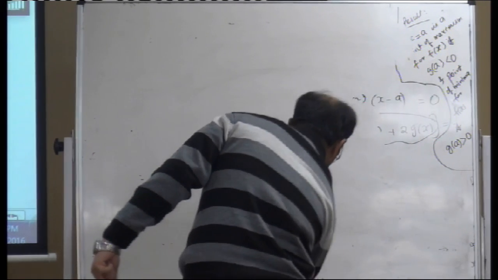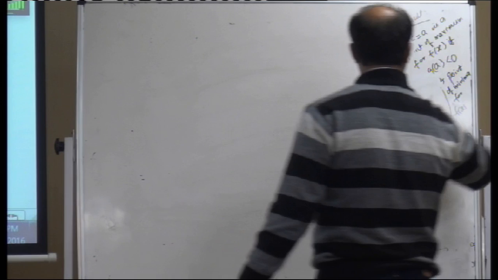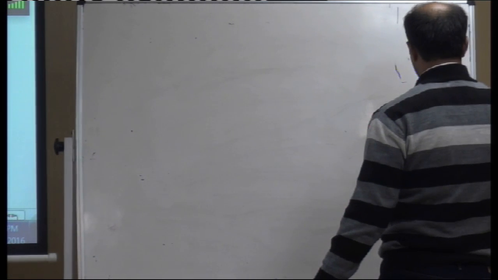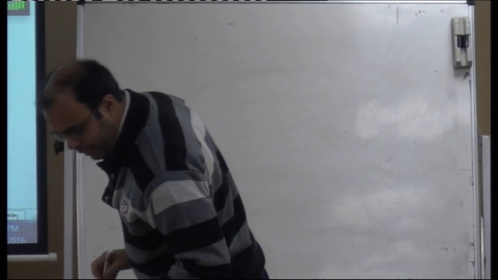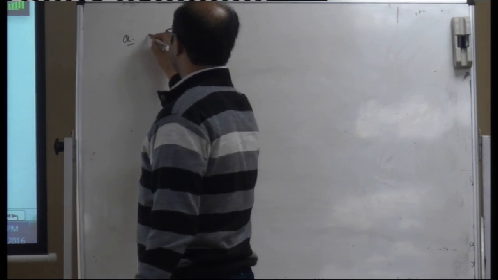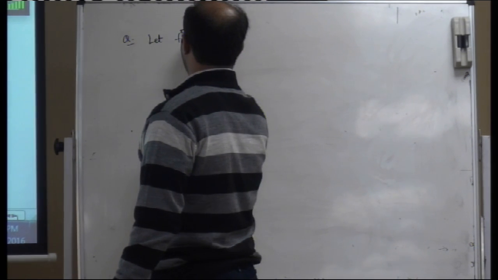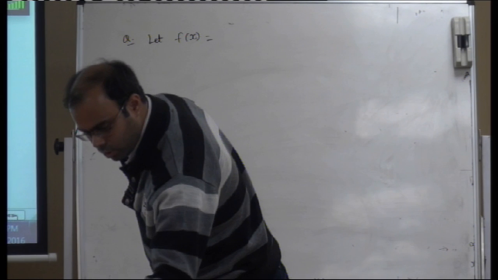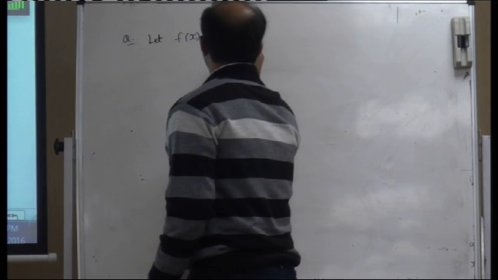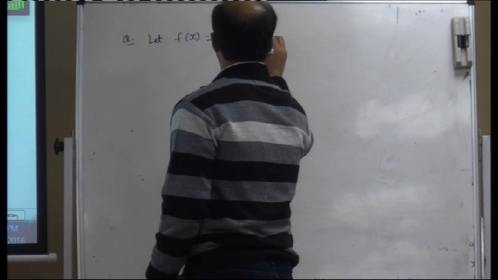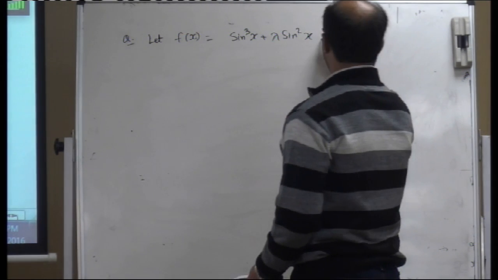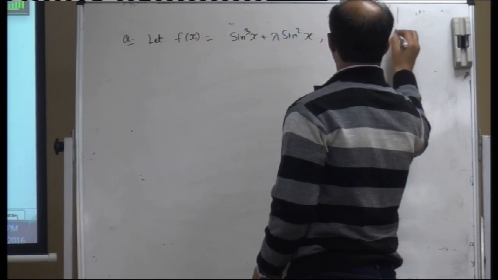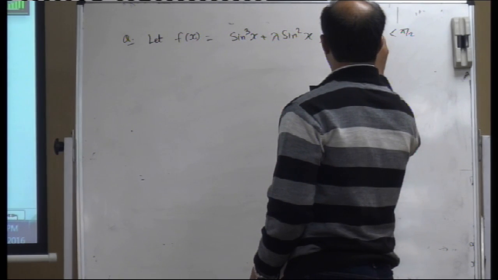Now next question, again a little bit of trigonometry we can involve in maxima minima as well, and we can understand how we can apply it there. So there is a question: let f(x) equal to sin cube x plus lambda sin square x. And it is given that we are considering the interval pi by 2 to minus pi by 2.